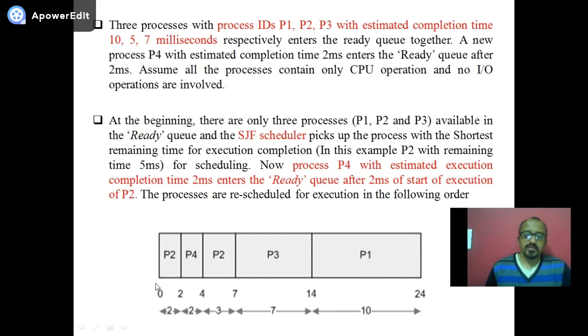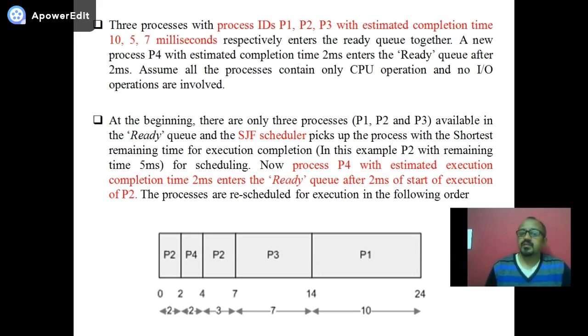When P2 has finished 2 milliseconds of its execution out of 5, look at here where I am pointing, out of 5 it has finished only 2. Before it finishes, P4 enters the ready queue. After that, P2 has to give up the CPU time, and the scheduler will check once again the ready queue list, where P4 has entered with the shortest time.